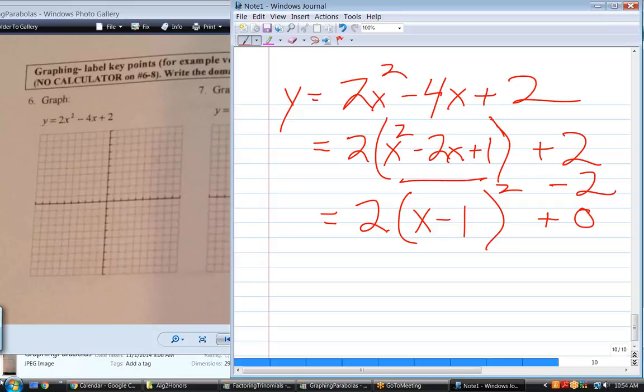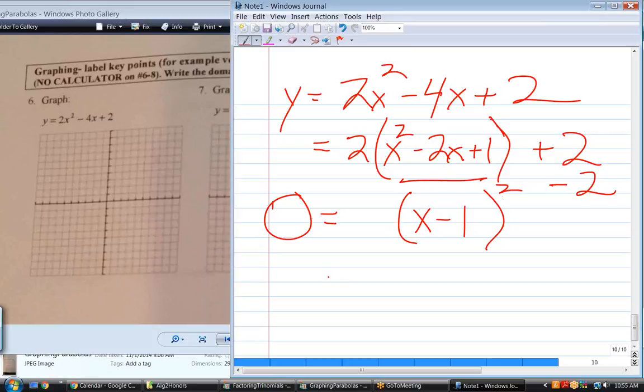So now where's my vertex? Your vertex is at 1, 0. Correct. And what's my x-intercepts? Your x-intercepts are, when you know that your y is 1, you said it equals... Oh, no. No. Divide by 2. Okay. So you have 1/2 on the other side? No. 0 divided by 2 is 0. Oh. I don't have anything on the other side. I have x minus 1 squared equals 0.